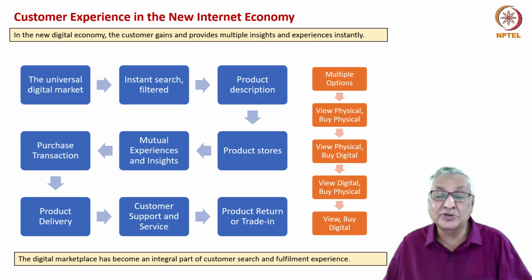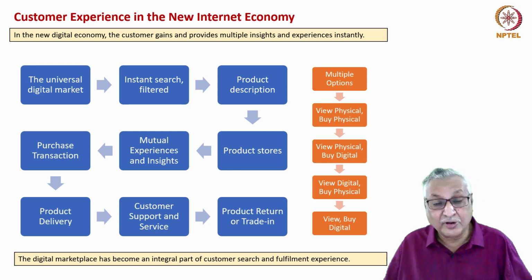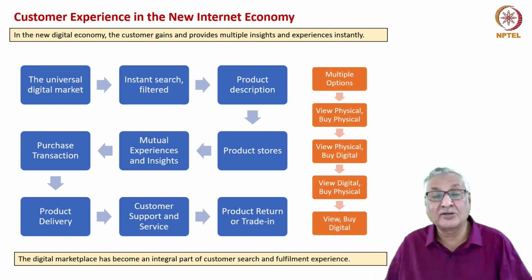Then you go to the product stores. That is, you are not satisfied with what an Amazon offers. You may go into the product stores of that particular company. Then you get mutual experiences and insights. Then you decide on a purchase transaction. You get the product delivered. Product is supported by the service that is offered not by the universal marketplace but by the original manufacturer. And there could be, however, a product return or trade in that operates at the universal digital market level. There are multiple options in this.